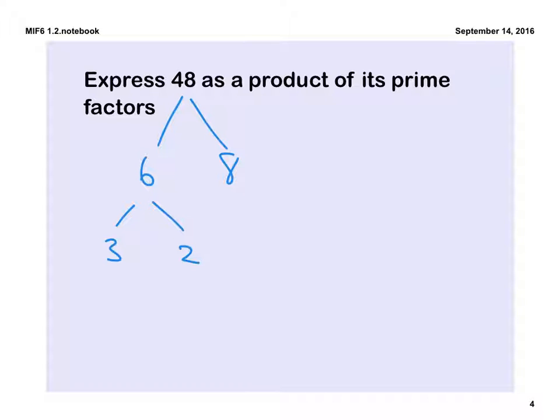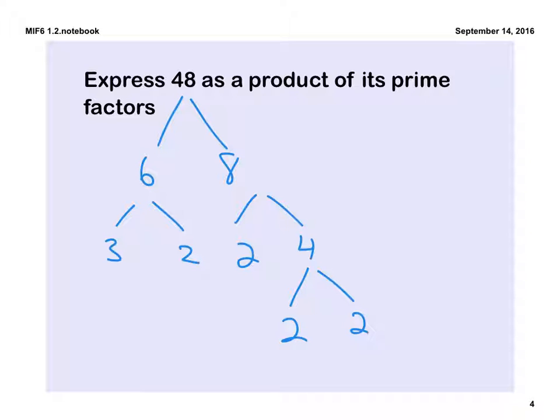How about the 8? Is 8 prime? I hope you're saying no, 8 is not prime. 8 is 2 times 4. Is this 2 prime? Yes, it is. Is this 4 prime? No, it is not. So what we have to do is continue with another branch. 4 is 2 times 2. And now if you look at the ends of all the branches, all of those are prime numbers.